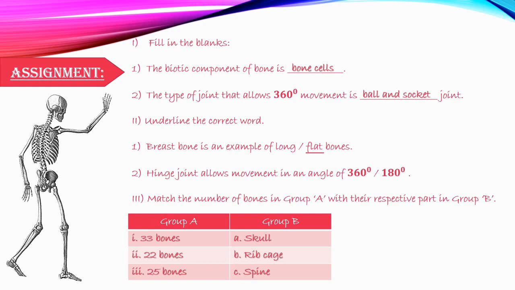Then students, the third question for your assignment is, you have to match the number of bones in group A with their respective part in group B. So in group A, we have 33 bones, 22 bones and 25 bones. And in group B, we have skull, rib cage and spine. So 33 bones are present in spine, 22 bones are present in skull and 25 bones are present in rib cage. So here is the answer for you all. 33 bones spine, 22 bones skull and 25 bones rib cage.